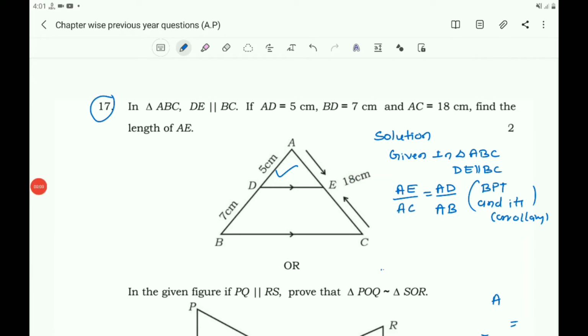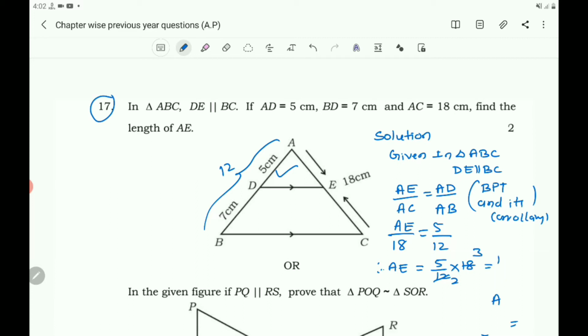So you write that AE is to be found out, AC is 18, that equals AD is 5. Then what is AB? AB is the sum of this 5 and 7, so it is 12 centimeter. 5 by 12 you can write. Therefore, AE equals 5 by 12 into 18. That is 6 2s are 6 3s are. So you will get 15 by 2, that equals 7.5 centimeter. So you got that AE is equals to 7.5 centimeter.